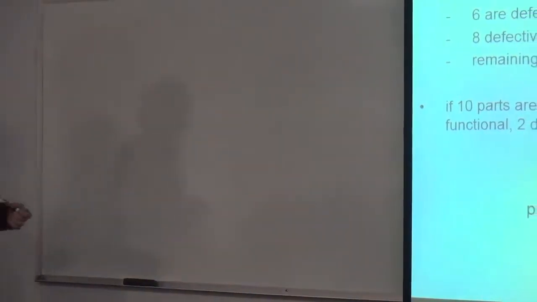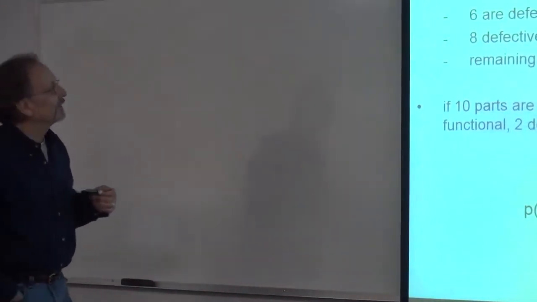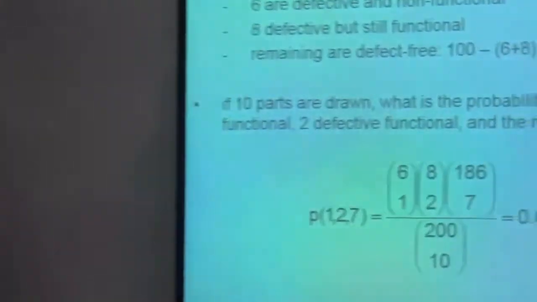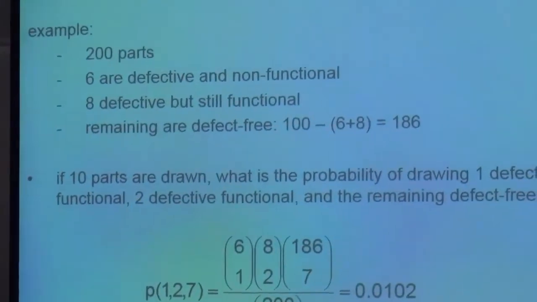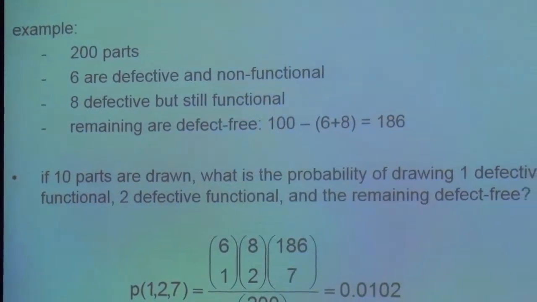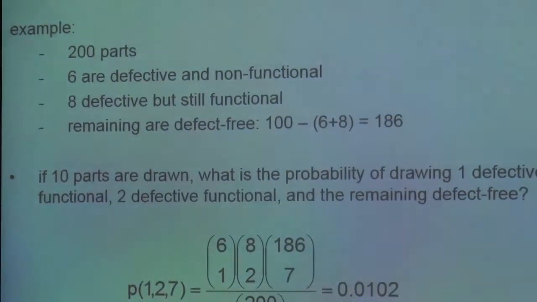So let's say we have 200 parts. It's obvious that I drew a lot of these examples from reliability engineering because we talked a lot about defectives. But when you think about it, defectives and accidents are awfully similar to each other. So there is a relationship. So I have 200 parts, and I want to draw 10 of them.